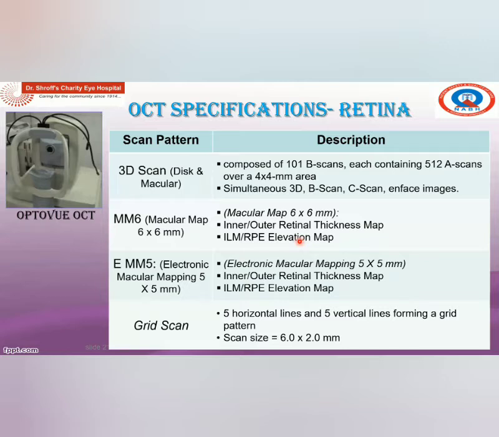Similarly, MM6 is a 6 into 6 map, and MM5 is a 5 into 5 map. These two are the inner and outer maps that we need to capture for retinal thickness. Suppose we want a thickness value, like the macula is 250 microns or 260 microns; we go for an MM6 or MM5 scan. The only difference is that the MM5 scan captures a 5 into 5 millimeter area, and MM6 captures 6 into 6 mm.